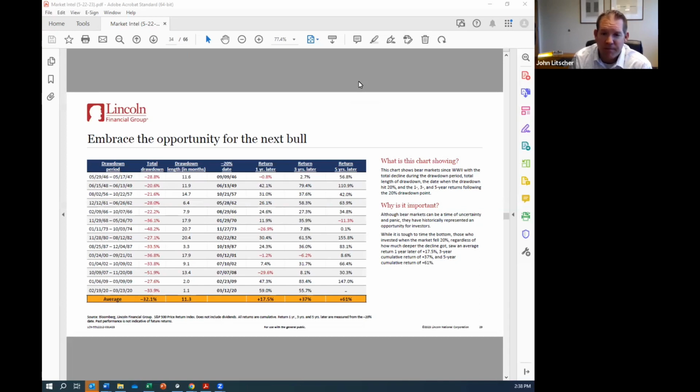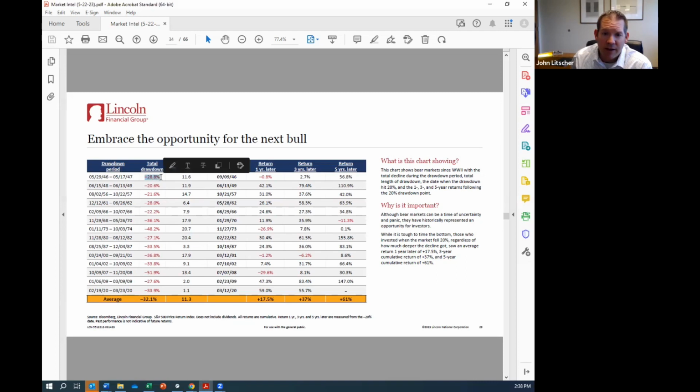The first piece, as we talk about this bear market that we've been in, we're always looking for that next bull market. And certainly, we don't know when that's going to start. But you can see we've had many bear markets in the past, and this slide goes back to 1946.